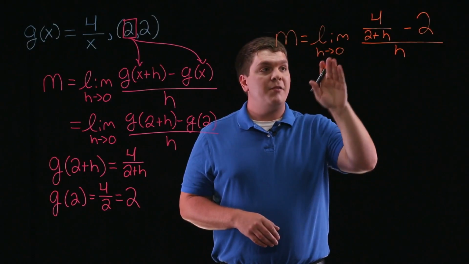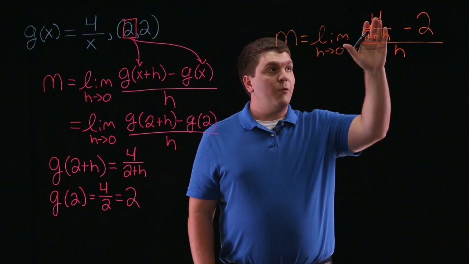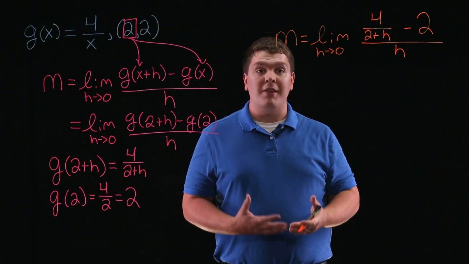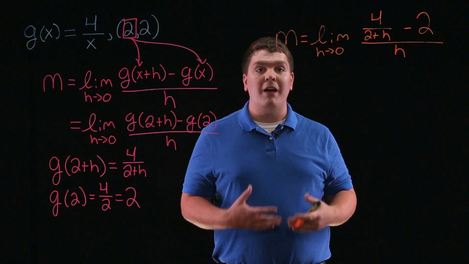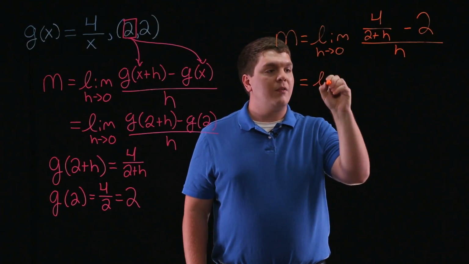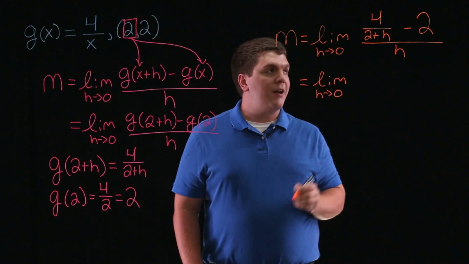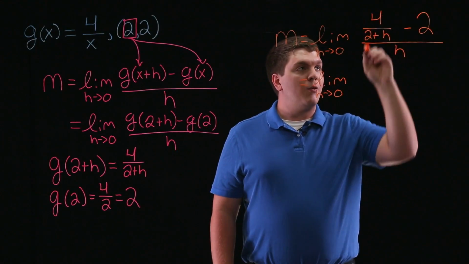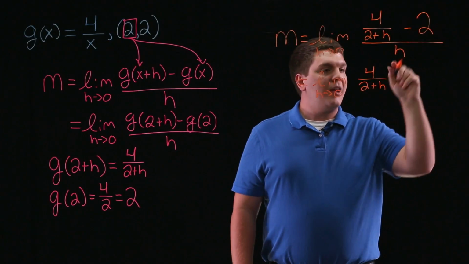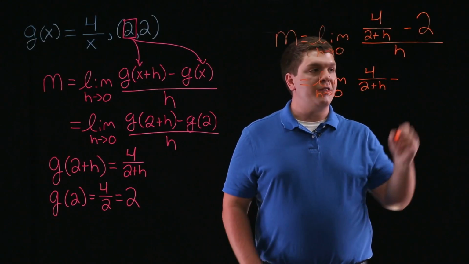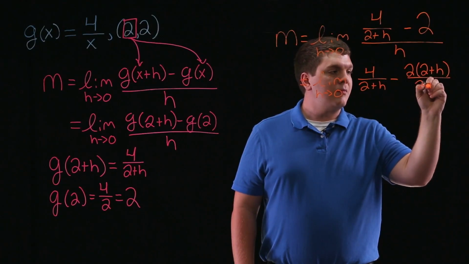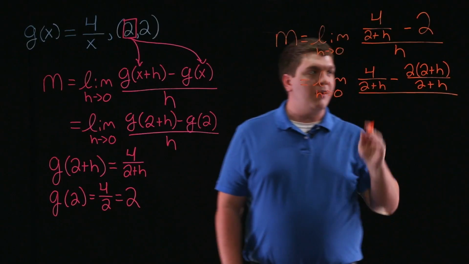Now, something to notice here is that if you go ahead and substitute h equals 0, you'll have 4 divided by 2 minus 2, which is 0 in the numerator, and you'll have a 0 in the denominator. So this is an indeterminate form, so we have to simplify. So let's begin by getting common denominators in the numerator. So we have the limit as h goes to 0. We'll leave this 4 divided by 2 plus h alone. And let's multiply this 2 by 2 plus h divided by 2 plus h. And we're dividing the whole thing by h still.